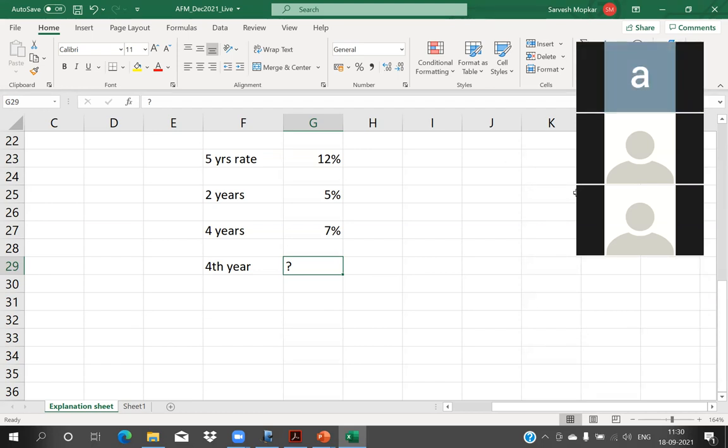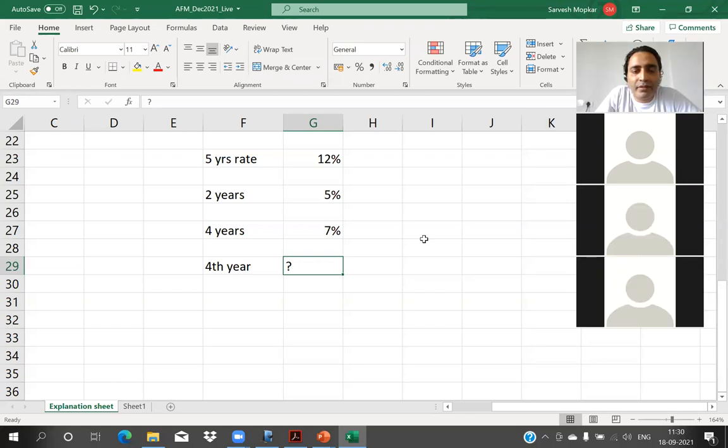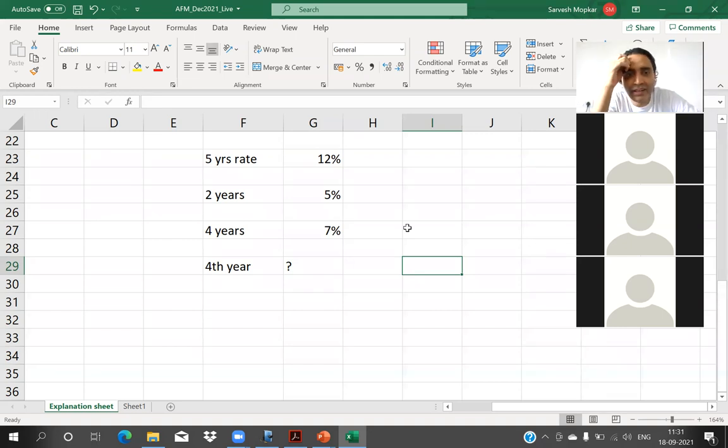Okay, Shruti has given me the answer. Very good. Can you elaborate it, Shruti? So just use the formula. Okay, tell me, what did you do? 7% divided by 5% minus 1. Hey Bhagwan, where did this come from? 7 minus 5 divided by 1? 7, I didn't get.